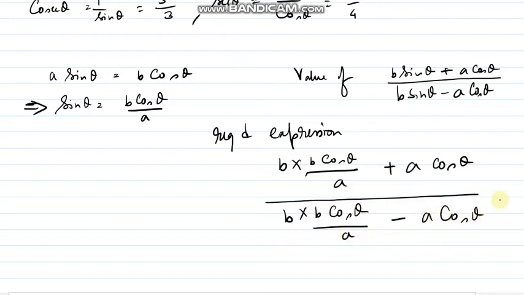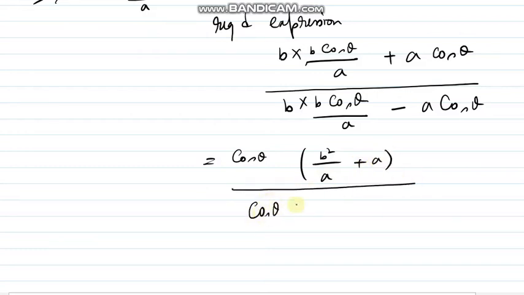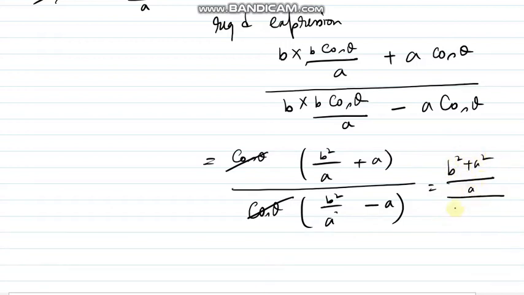From the numerator and denominator, if I take cos theta common, the numerator will become b square divided by a plus a. From the denominator, if I take cos theta common, it will become b square divided by a minus a. So if I just take the LCM, it will become b square plus a square divided by a, divided by b square minus a square divided by a.